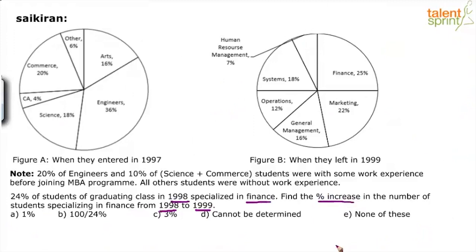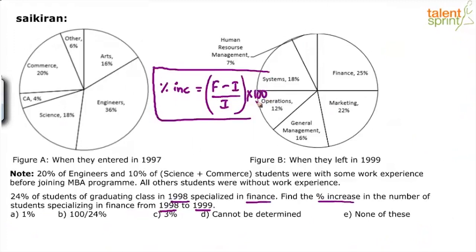How do we calculate percentage increase, percentage decrease or percentage change? Final value minus initial value, divided by initial value, into 100. Just to remind you, percentage increase is equal to the final value minus the initial value upon initial value into 100. Final minus initial by initial into 100, or new value minus old value by old value into 100. Now here he's asking us to find the percentage increase in the number of finance specialists from 1998 to 1999.